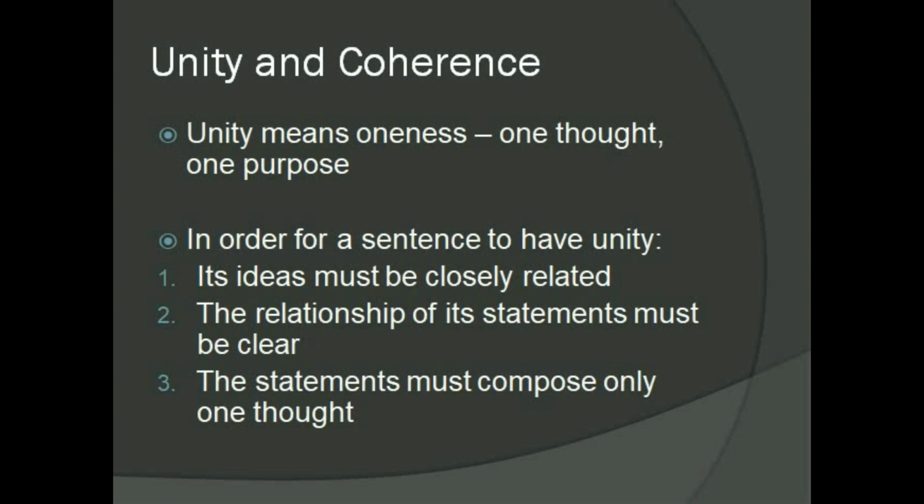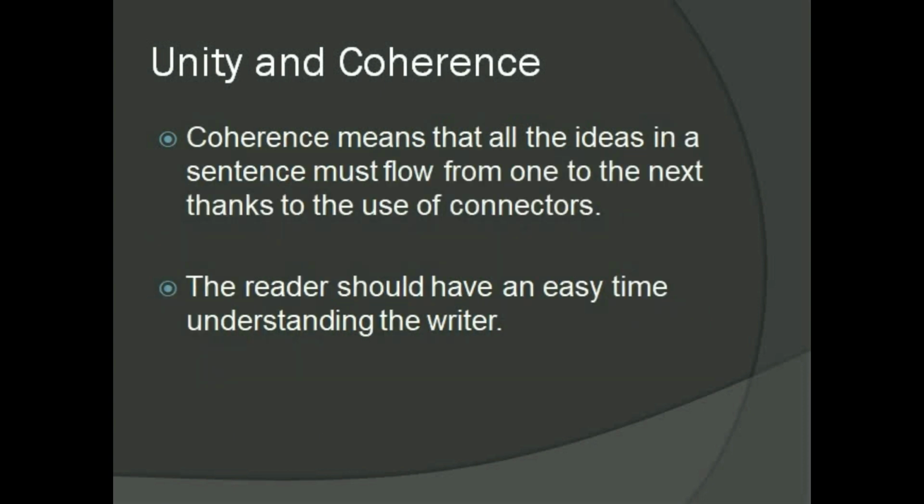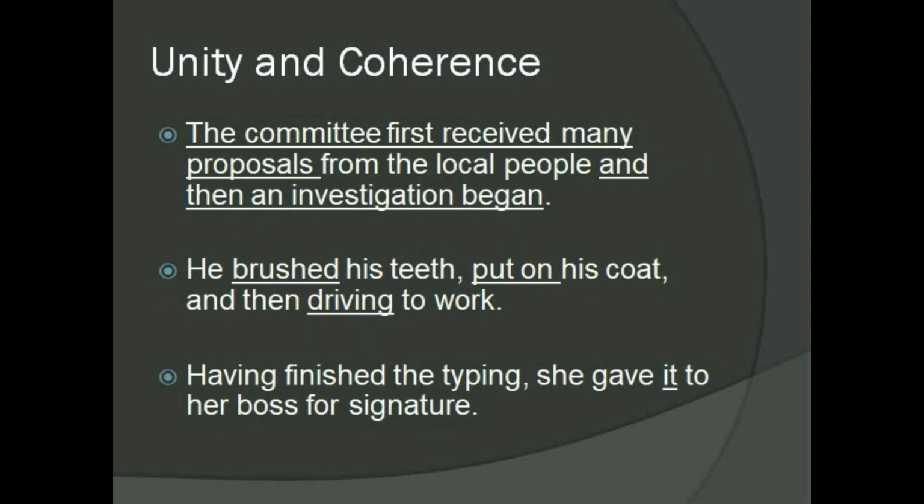Coherence means that going from one sentence to the next, we must follow a logical order. One way of doing this is to use connectors or linking words. So the reader must be able to follow your ideas quite clearly through your essay. Let's look at these three mistakes. These all are slightly different kinds of errors, but they all relate to unity and coherence.